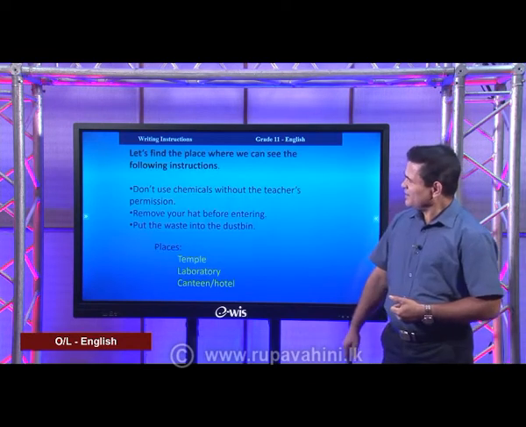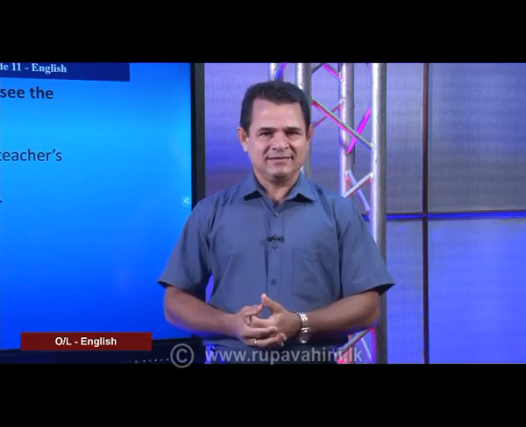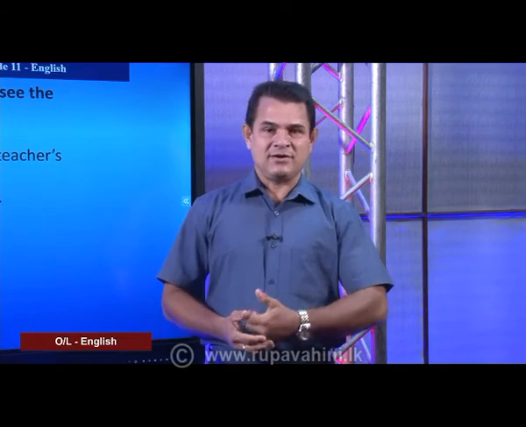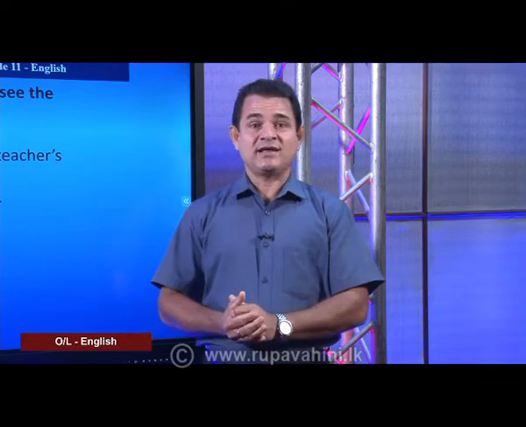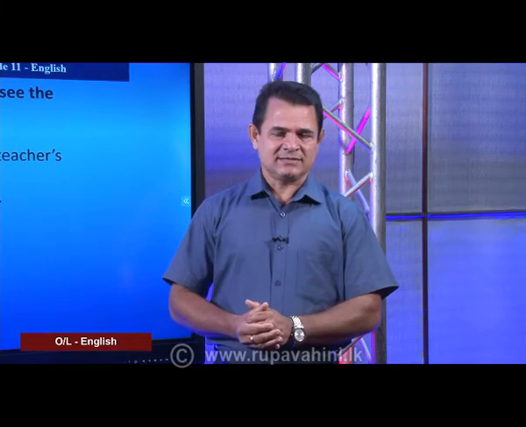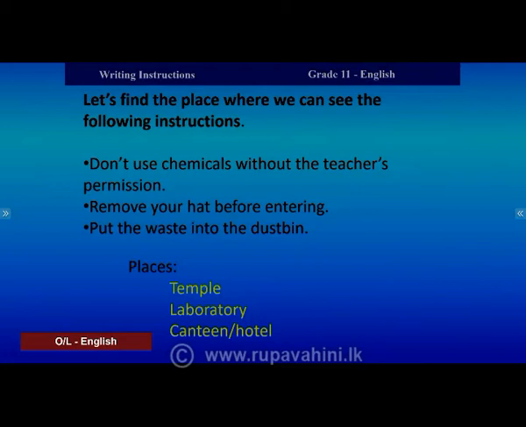And let's find the place where we can see the following instructions. So now in your exam you get these things, and you know these instructions can be seen in different places, maybe in your school, laboratory, library and different places. So when you read the instruction you can understand where you can see these things. Sometimes in an exam you will be given these things and the places, and you will have to match or you will have to put the number. So then let's see that sort of an activity here. Let's find the place where we can see the following instructions.